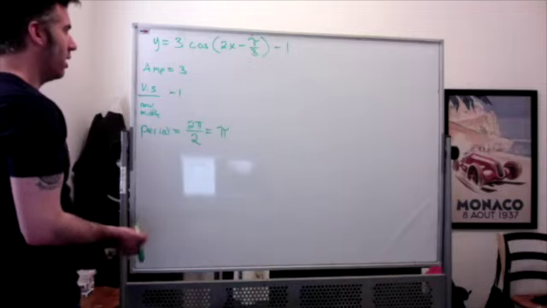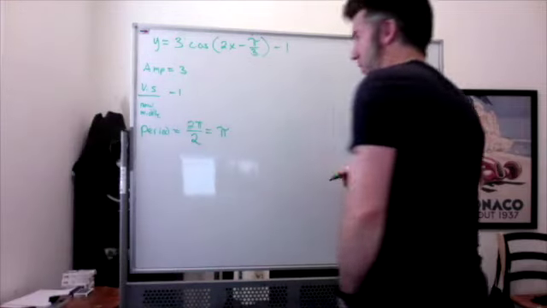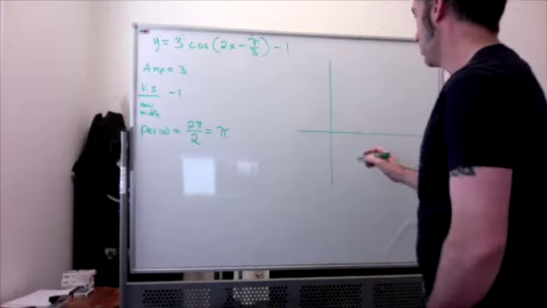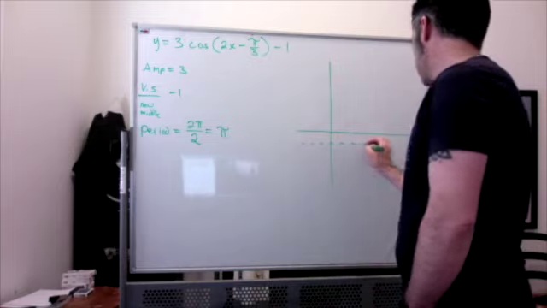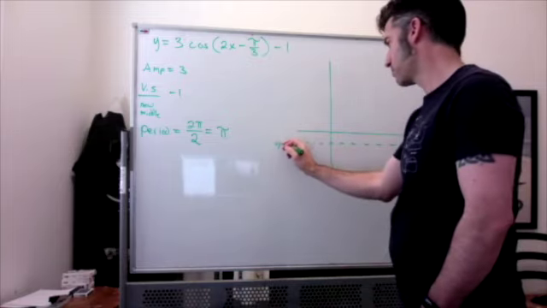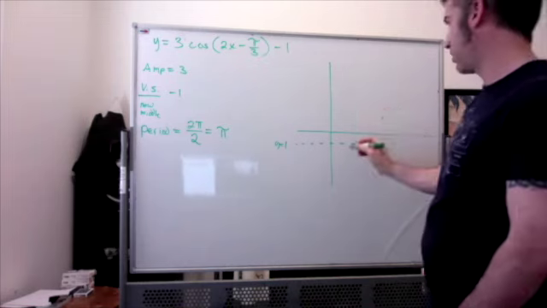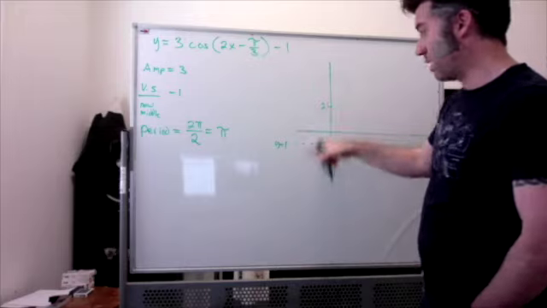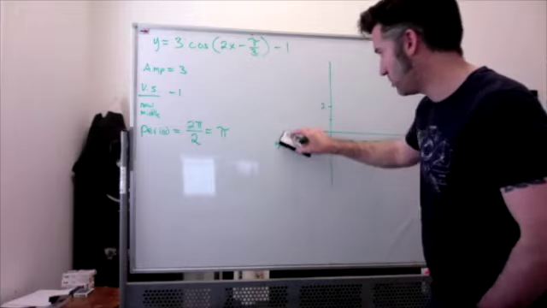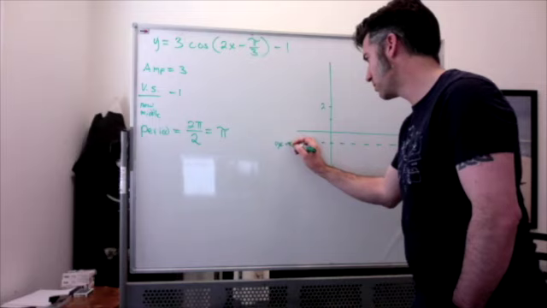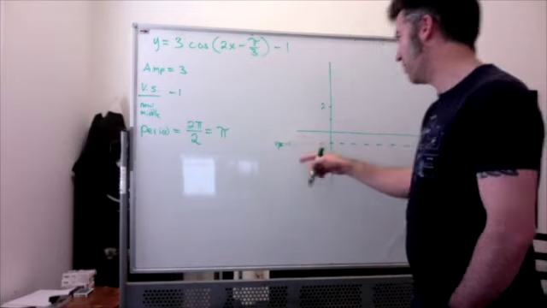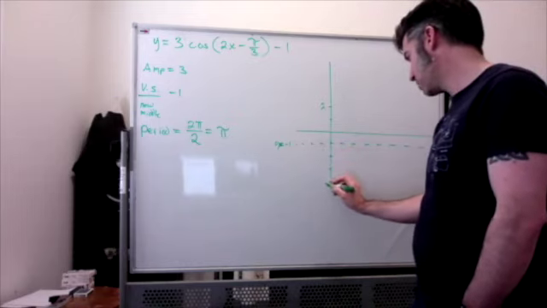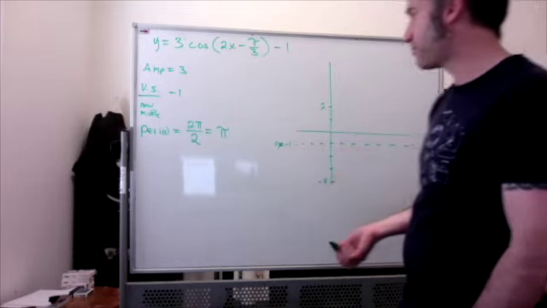Okay. So if we start thinking about the graph of this before I do the rest of the stuff, we know that we are going to be down 1 and we're going to have an amplitude of 3. So we're going to go as much as 3 above, right? And that's a negative 1 there, sorry. Right, so we're going to go as much as 3 above negative 1, negative 1 plus 3 is 2, and 3 below, which is negative 4.